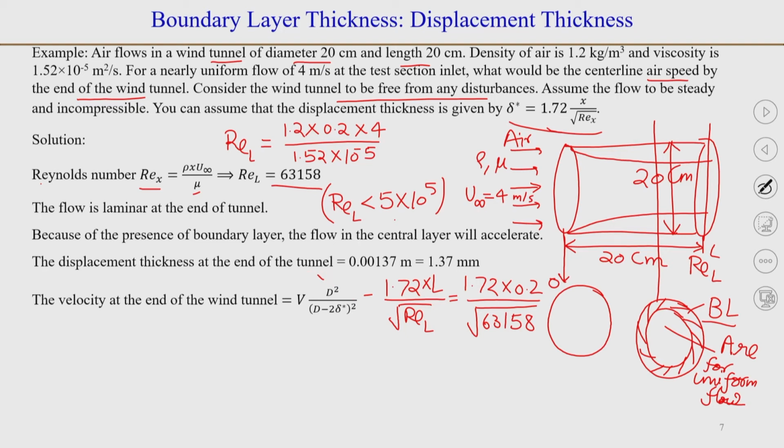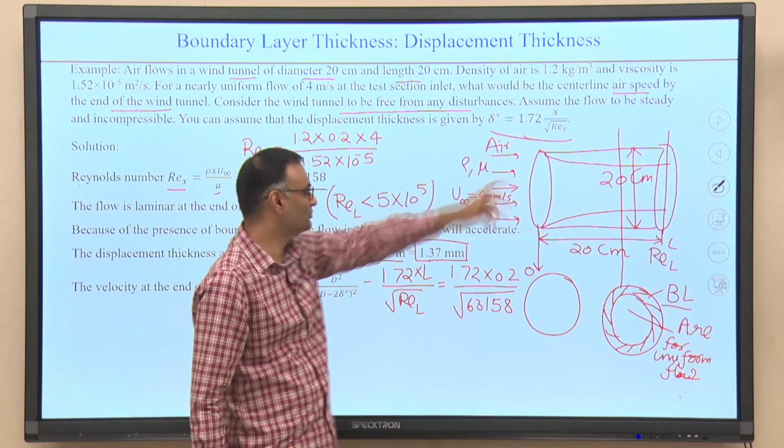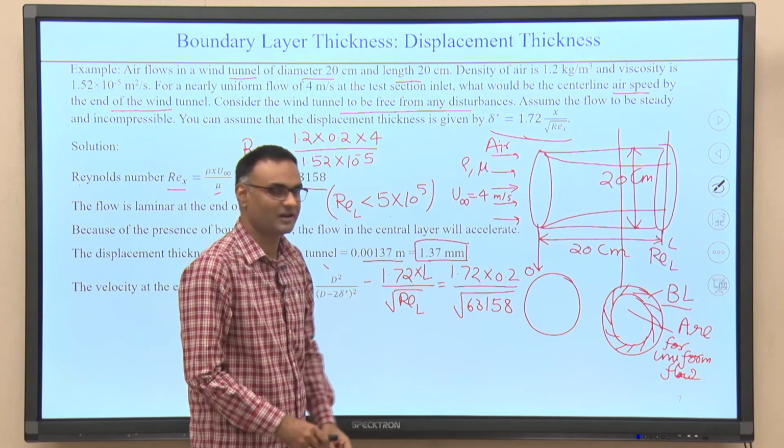and it comes out to be 0.00137 meter or 1.37 mm. So, in terms of number you can see here that this value is 1.37 mm, which is displacement thickness, and if you look at this formula, boundary layer is about thrice of it, 5x divided by root Re_x. So, boundary layer will be 3 times of it.